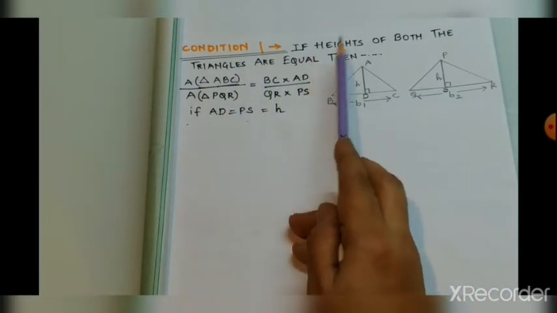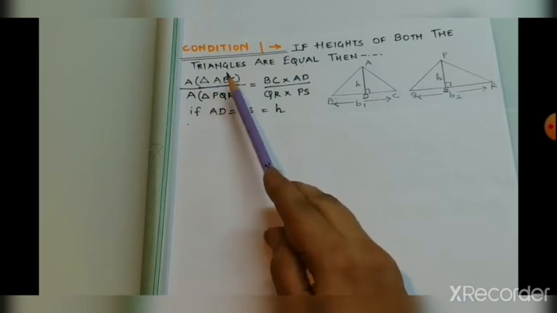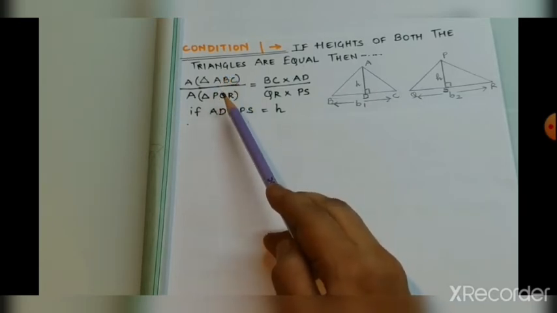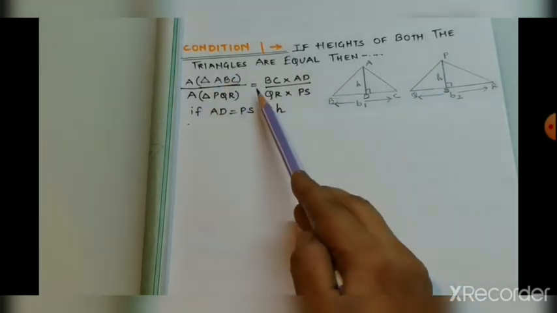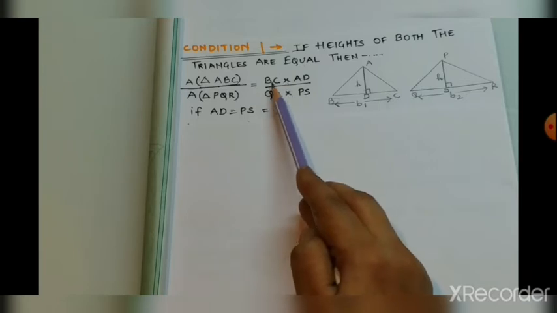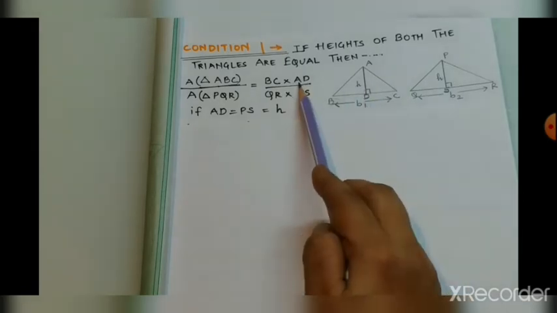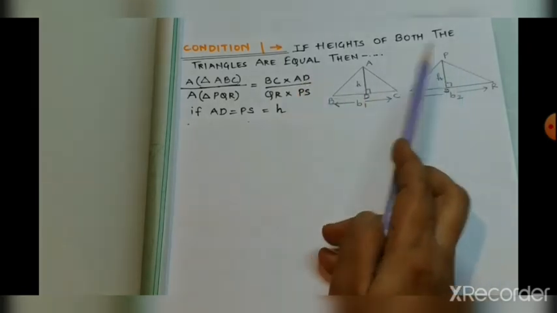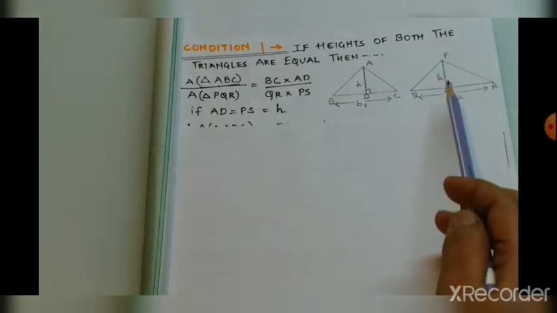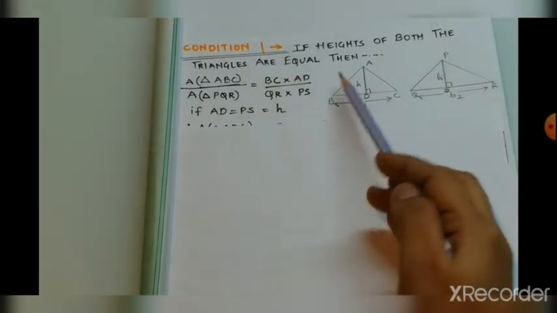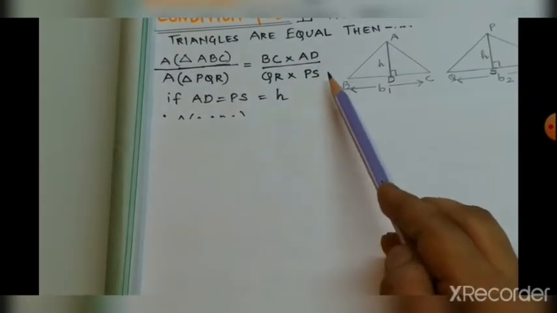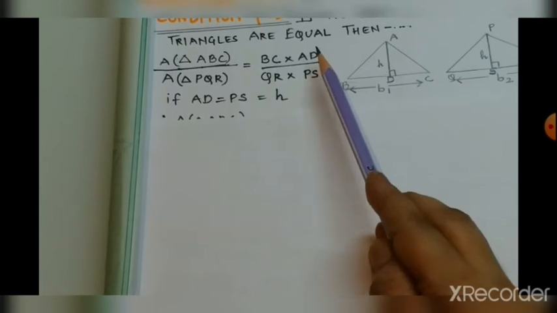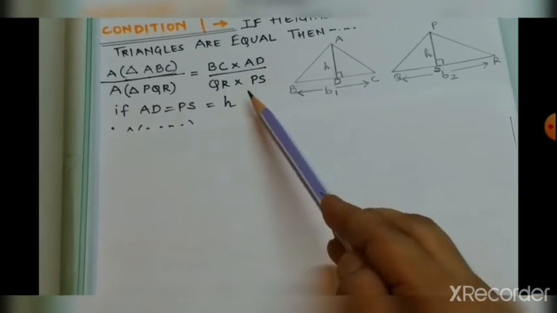In such case, when the heights are equal, we take the ratio. We use the property what we have studied first, that is the ratio of the area of both the triangles is equal to the product of their base and corresponding height. So base is BC and height is AD of the first, and for second triangle the base is QR and the height is PS. But as it is given that the heights are same, so what is the height AD and PS? They are same. They are having the same length. So we can cancel that.